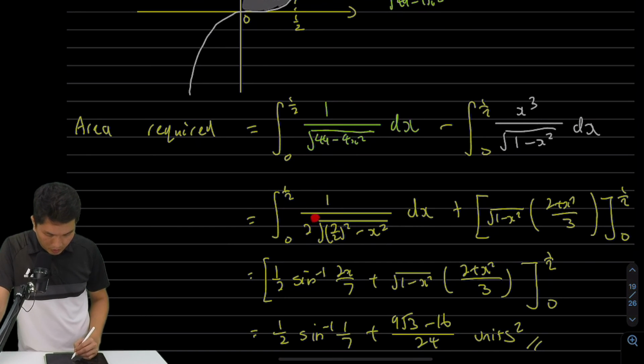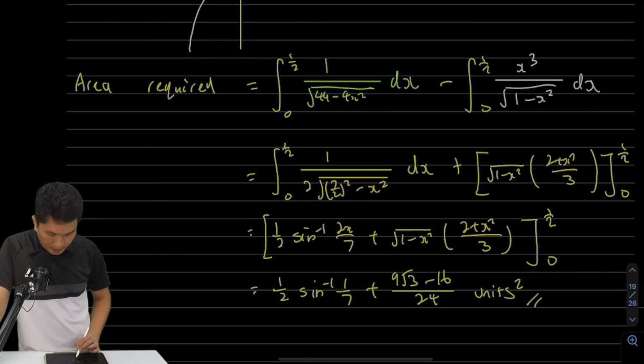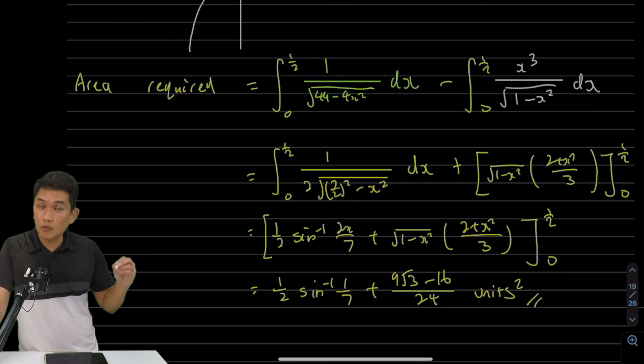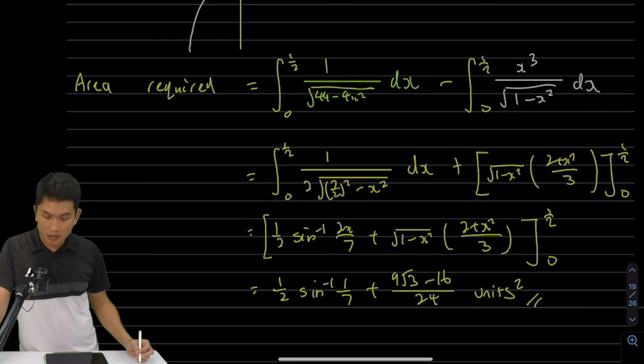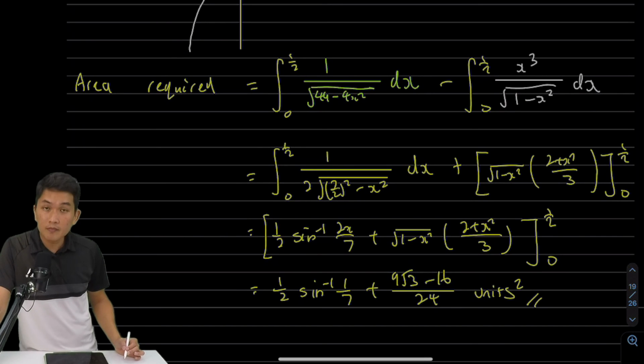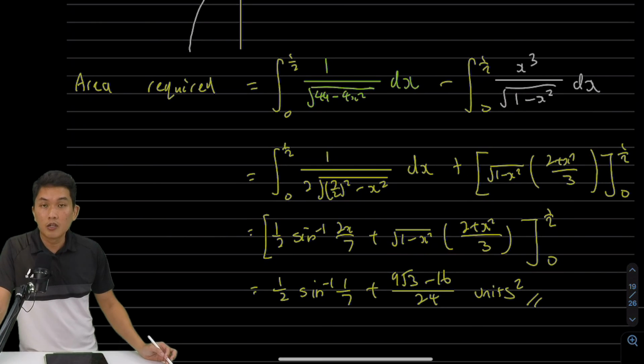Perfect. Next, I'm going to move the half outside here, outside of the integral. So this is 1 over square root of a squared minus x squared. And that will give me sine inverse x over a. My a is 7 over 2, so 1 over a will be 2 over 7. So sine inverse 2x over 7. Don't forget the half that we have over here. Okay, and the rest of this is just this one. Right, we can evaluate this whole thing from 0 to half.